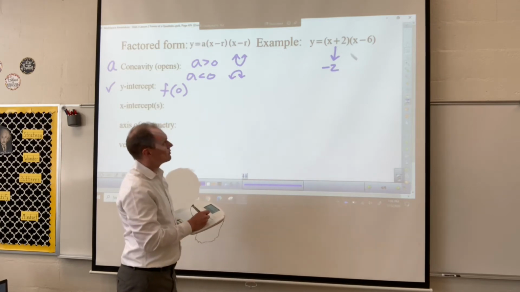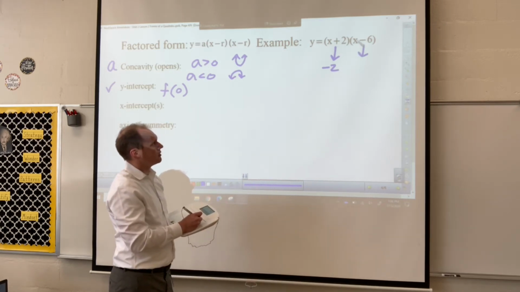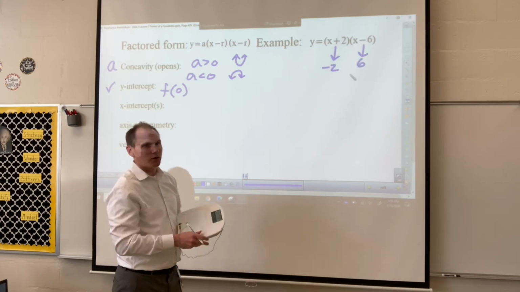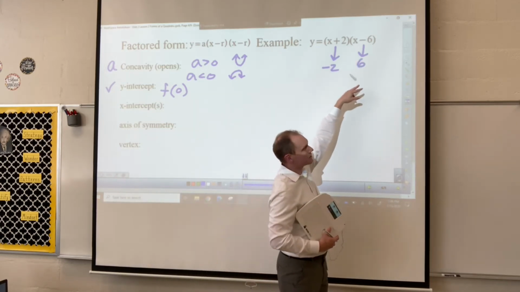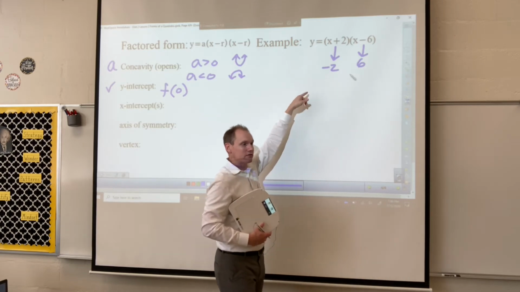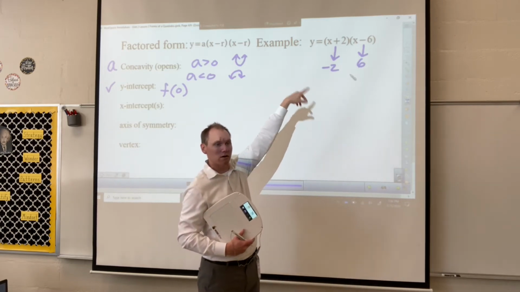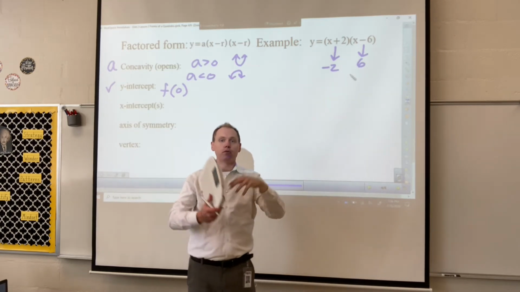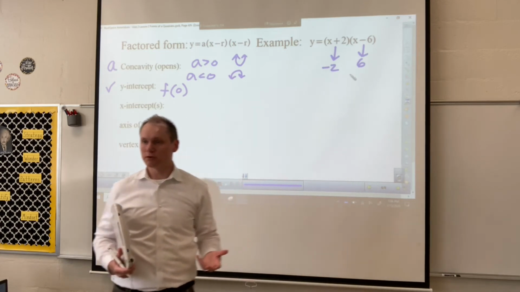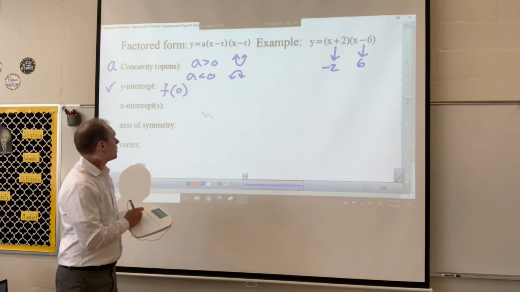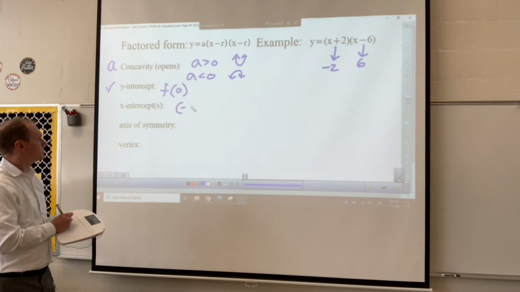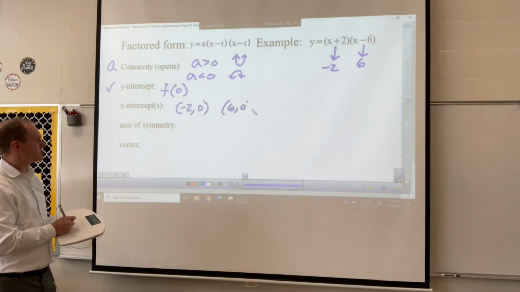What's the x-intercept of this linear function? What value would I put in here to make it 0? 6. So because (-2, 0) and (6, 0) are the x-intercepts of the linear functions, the overall quadratic is going to have those same zeros as well. So our x-intercepts are (-2, 0) and (6, 0).